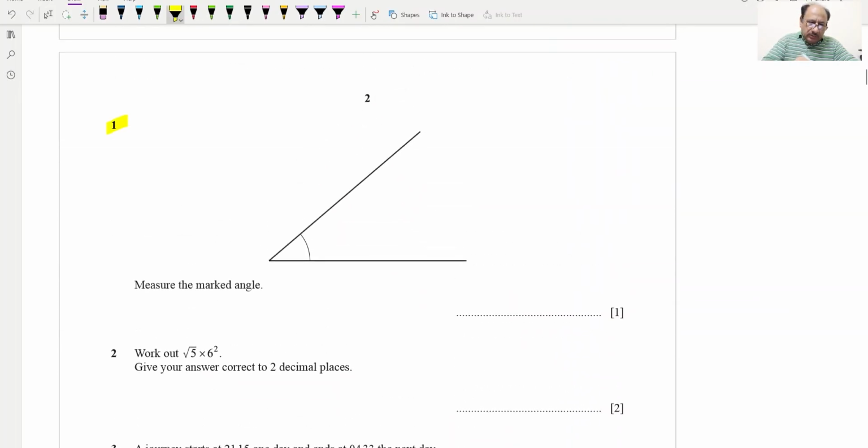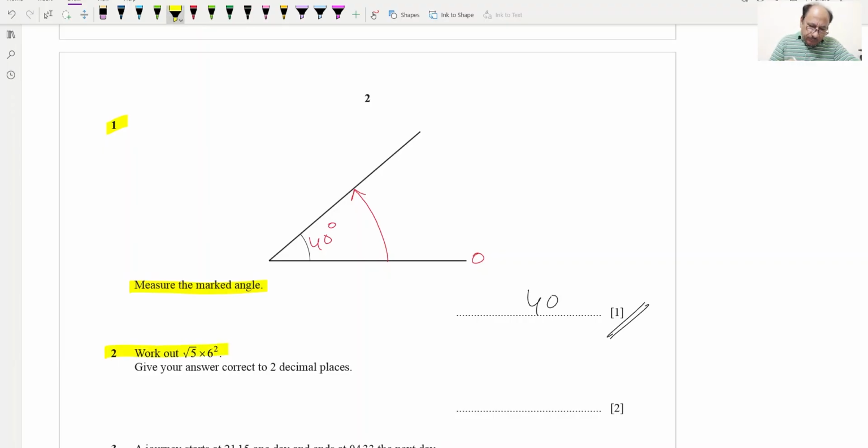Question number 1 says we have to measure the marked angle, and the angle we need to measure is this one, so we can keep our protector here. This will be our zero line, and we can check from here. This angle will be 40 degrees, so our answer will be 40 for 1 mark.